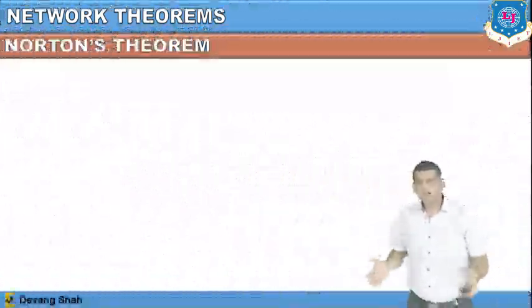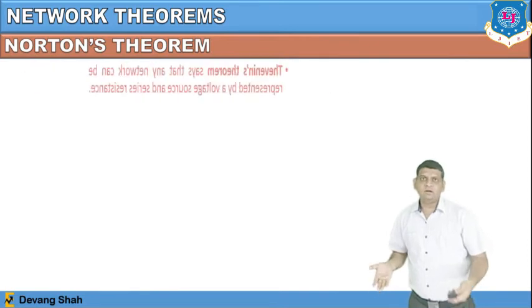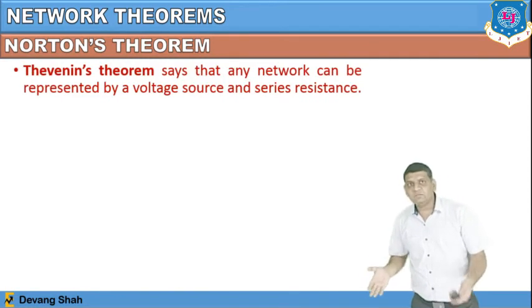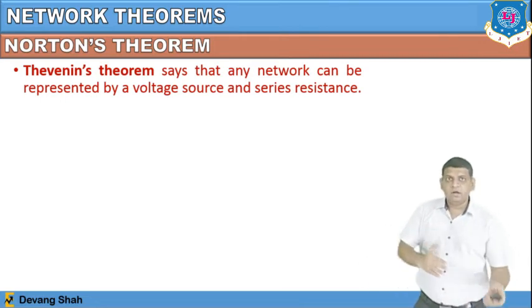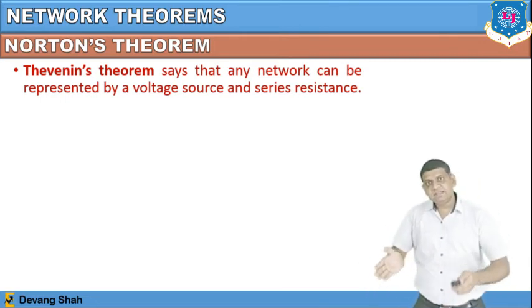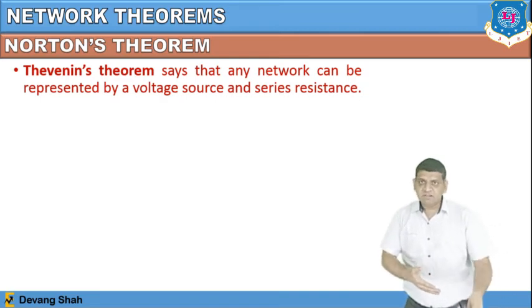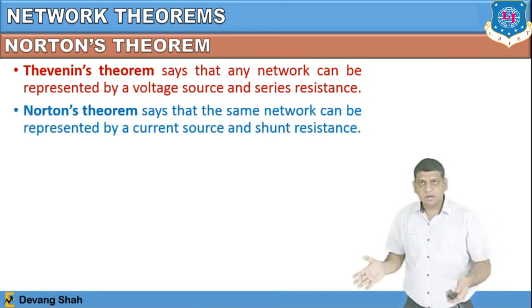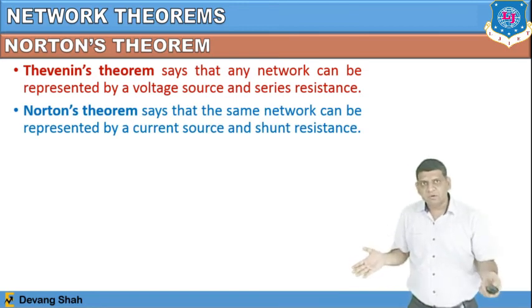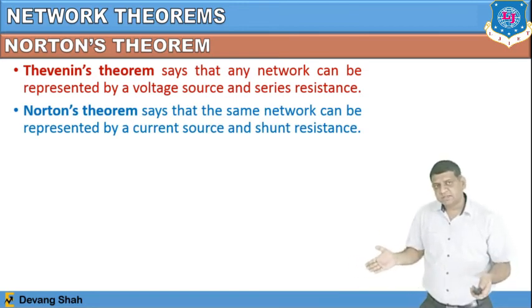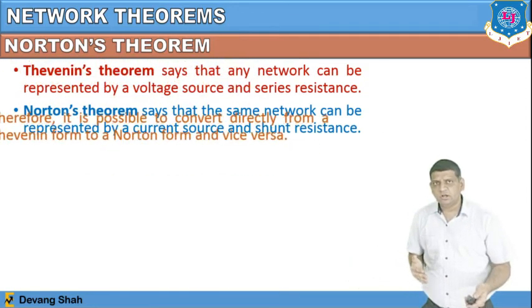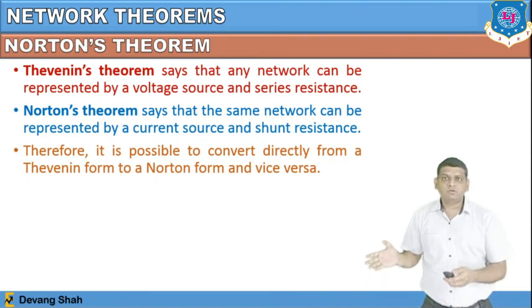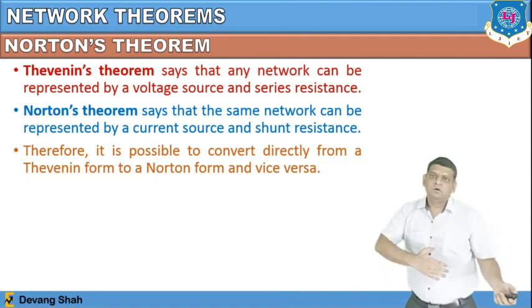So the most important part here is how you can relate both Norton and Thevenin. So ultimately the Thevenin theorem says that any network can be represented or converted into a voltage source in series with a resistance, right? In the same way, Norton says the same thing, but in terms of the current source. So the Norton theorem says the same network can be represented by a current source in shunt with the resistance, right? So ultimately, this shows the source transformation: the Thevenin theorem becomes the Norton theorem.